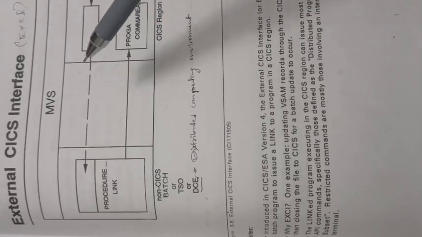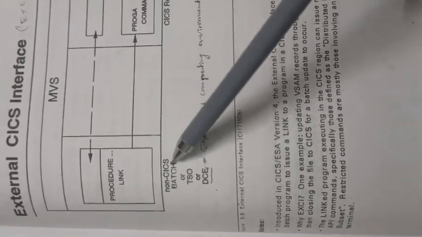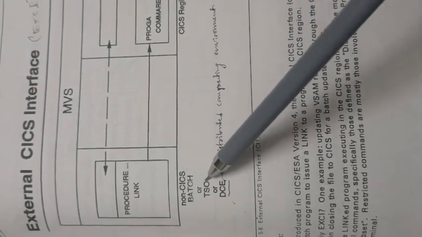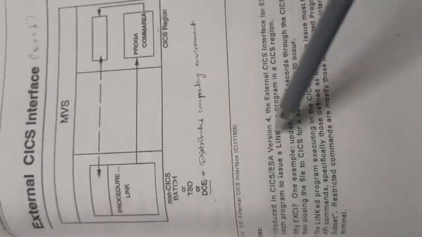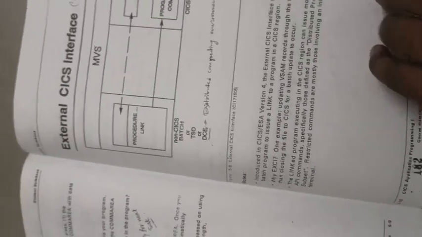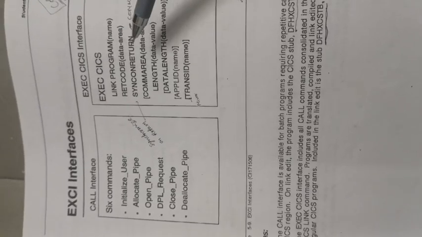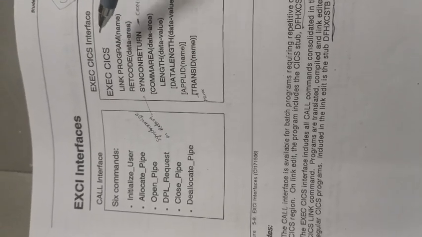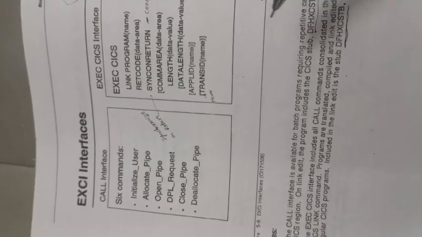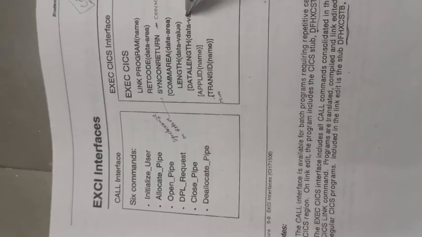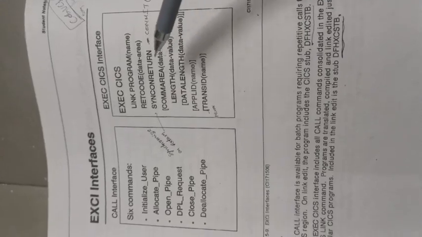Next we'll move on to the external CICS interface, how we can call it. They are explaining non-CICS batch or TSO calling a CICS program. And this is the EXCI interface, but we will not be using it much. I think only 5% or 2% of applications use this command. I have not seen this command used any time.